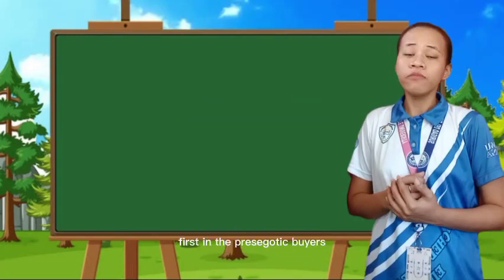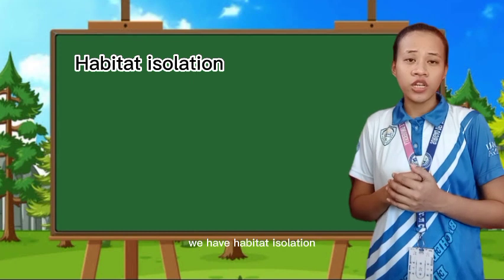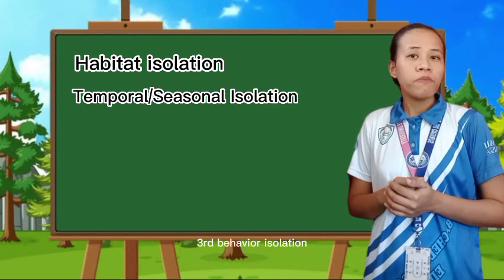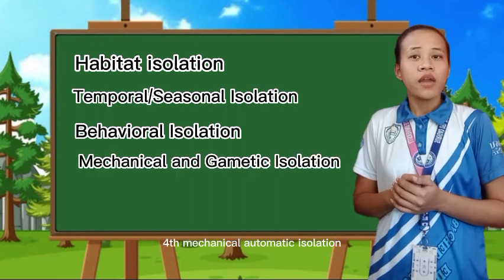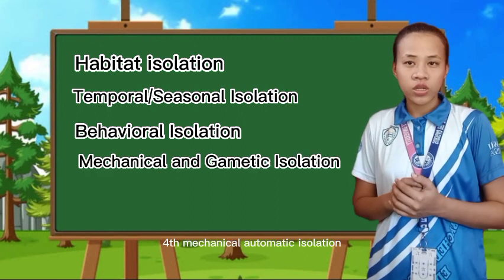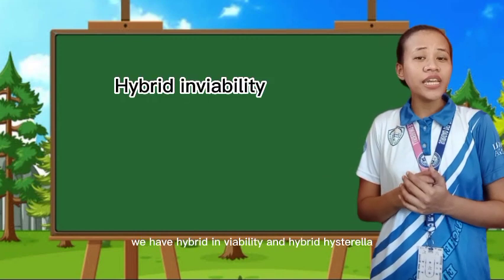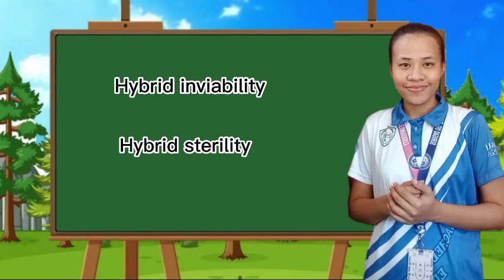First, in the prezygotic barriers, we have habitat isolation. Second, temporal or seasonal isolation. Third, behavioral isolation. Fourth, mechanical and gametic isolation. While in the postzygotic barriers, we have hybrid inviability and hybrid sterility.